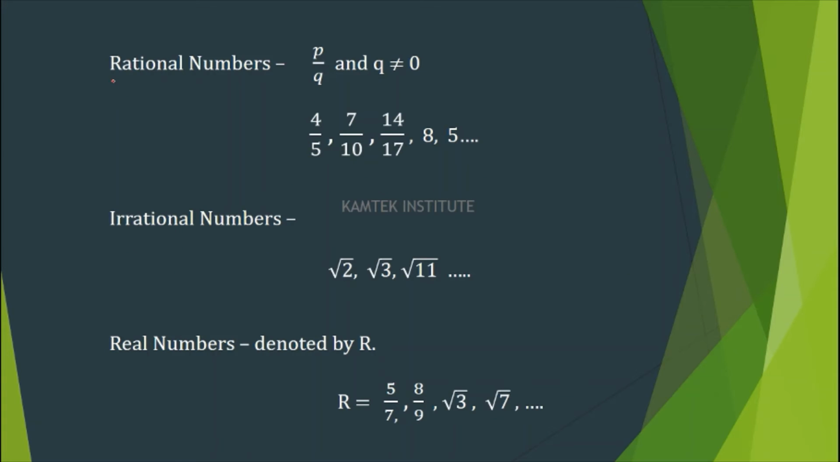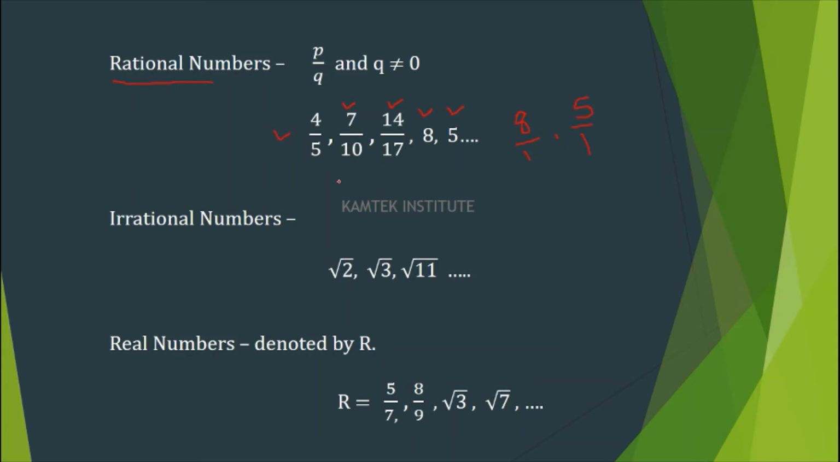So next we come to rational numbers. Any number that can be expressed in the form p by q is known as a rational number. For example, 4 upon 5, 7 upon 10, 14 upon 17, 8 and 5. Even 8 and 5 are in the form of p by q because 8 can also be written as 8 upon 1, isn't it? 5 can be written as 5 upon 1.